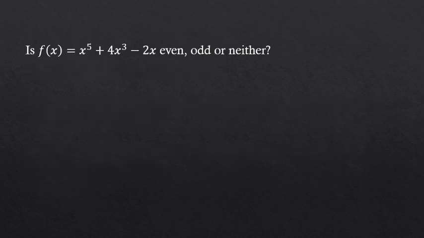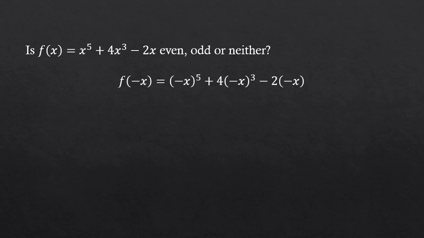Is x to the fifth plus 4x cubed minus 2x even, odd, or neither? The first thing you're always going to do in this kind of case is figure out what is f of minus x. So I'm just substituting minus x in for wherever there were x's in here, and then I'm going to raise these things to the appropriate power.